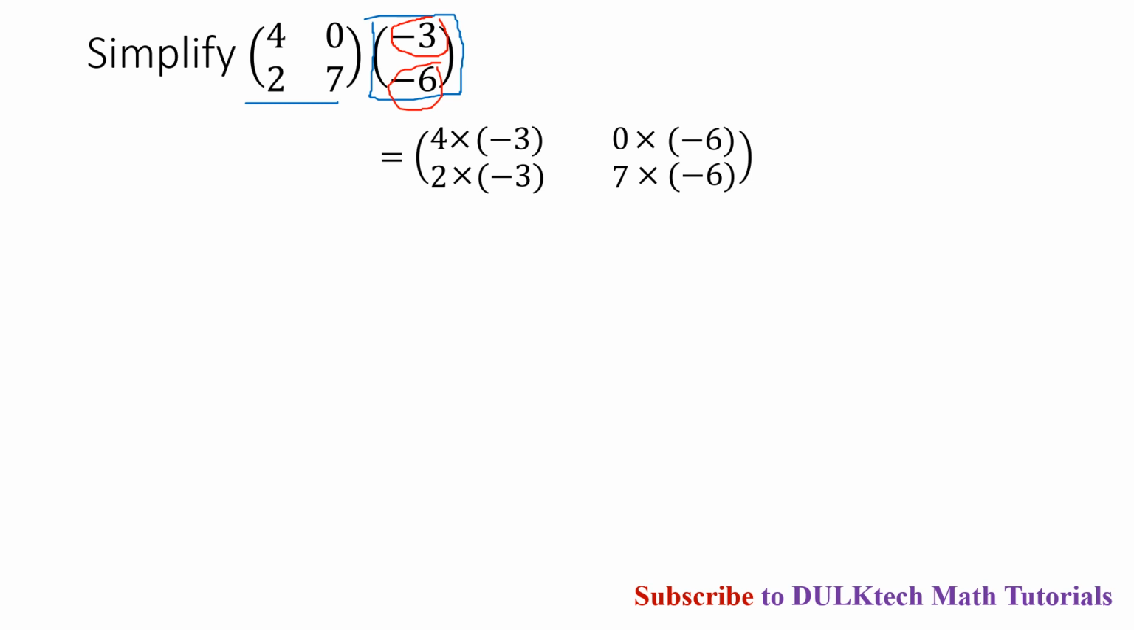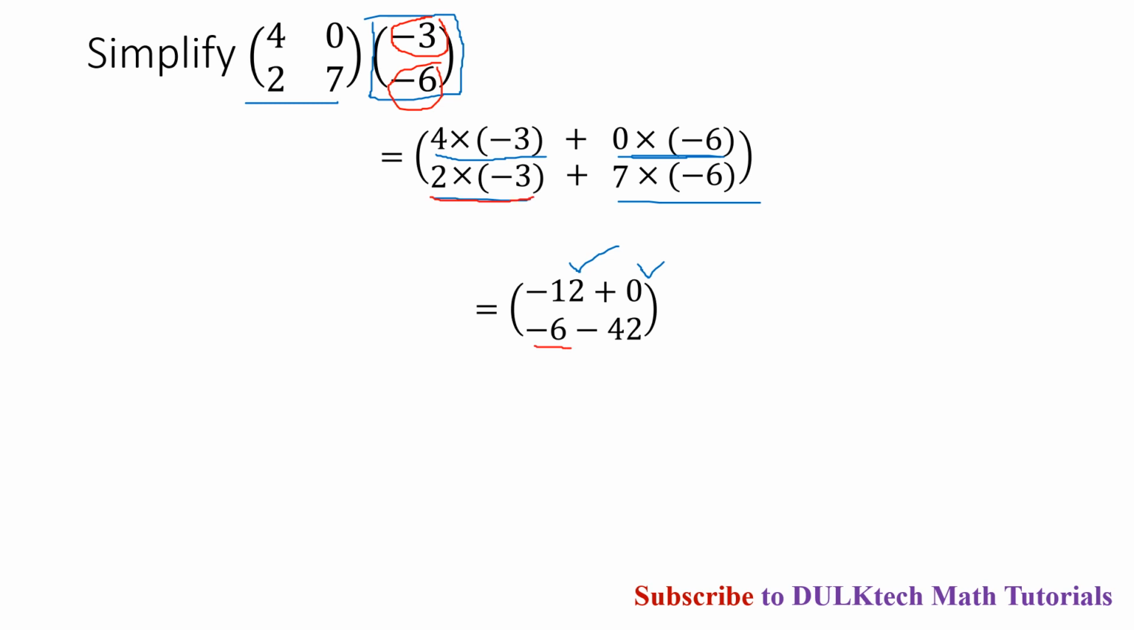After that, we are now adding the products. We are adding the whole of this one to the whole of this one, like this. The whole of minus 6 by this one, like this. If we simplify here, minus 3 by 4, we get minus 12. Then 0 by minus 6, we get 0. 2 by minus 3, we get minus 6. 7 by minus 6, we get minus 42. And if we simplify minus 12 plus 0, we get minus 12. Minus 6 minus 42, we get minus 48.